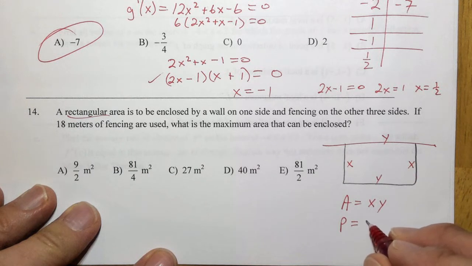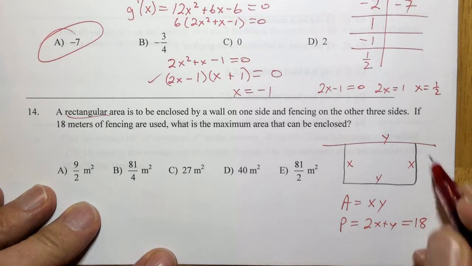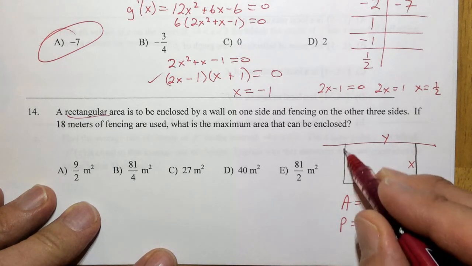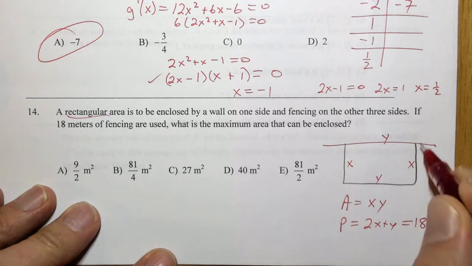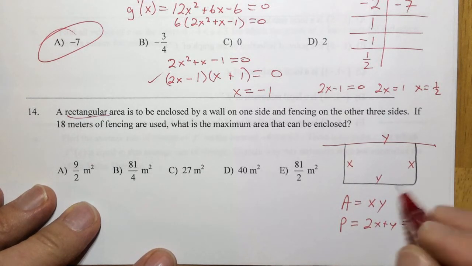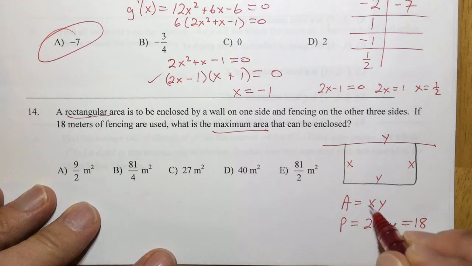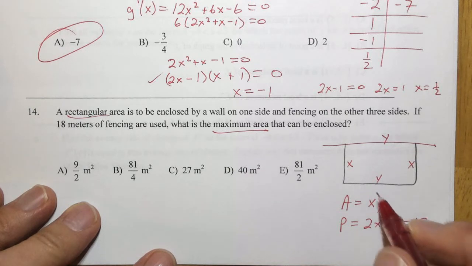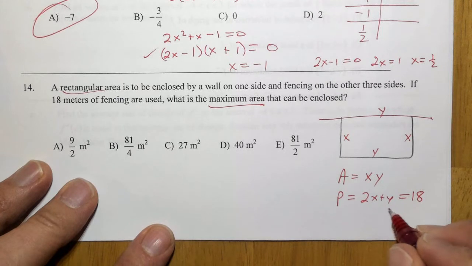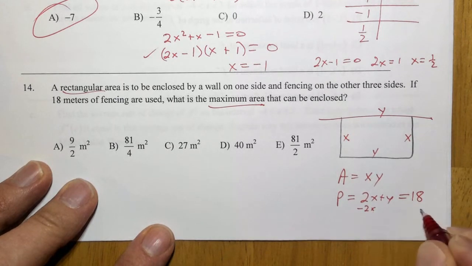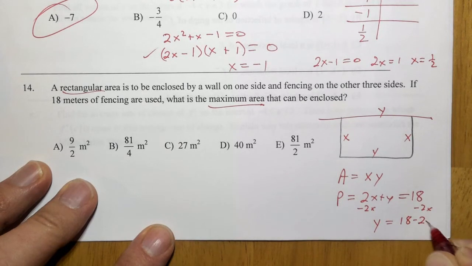So we've got 2x plus y is equal to 18, right? The amount of fencing that we need is right here. It's 18 meters of fencing, and it covers 2 x's and 1 y. All right, so we need to find the maximum area, which means we need the derivative of area, and the problem is we've got x and y right now. But if we do a little work here, we can subtract 2x from both sides. We see that y is equal to 18 minus 2x.